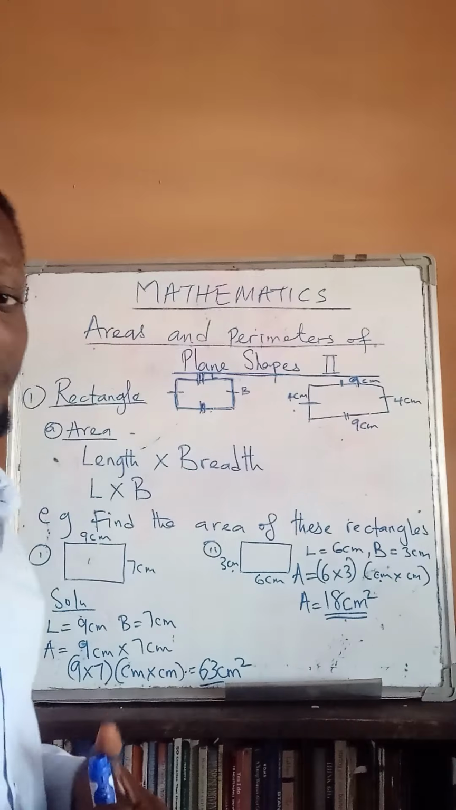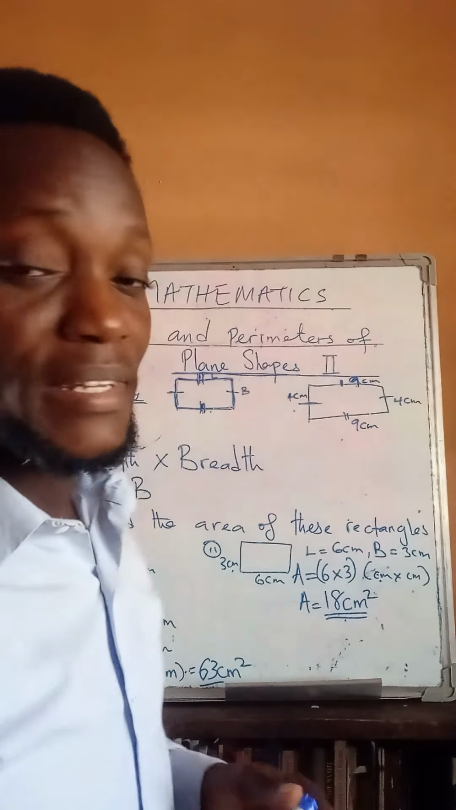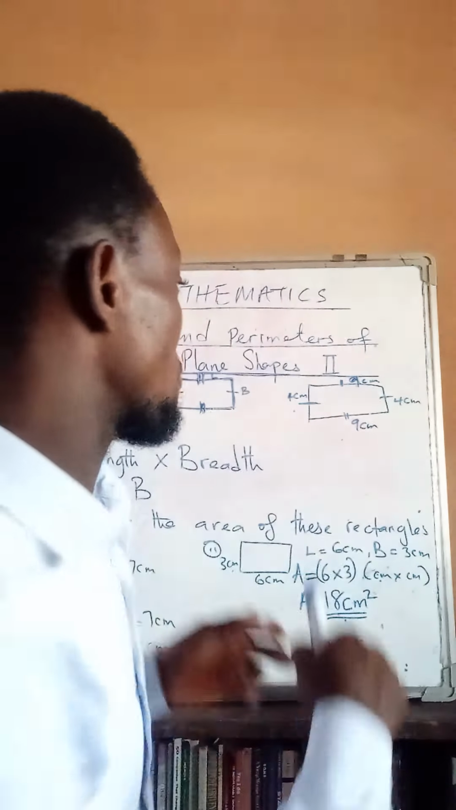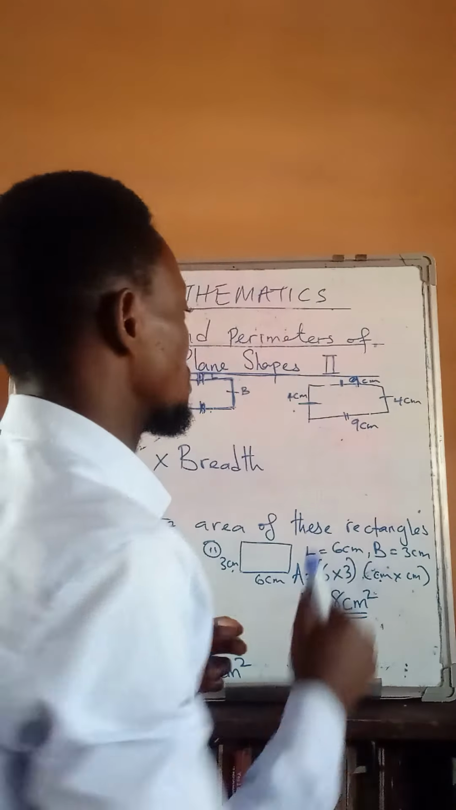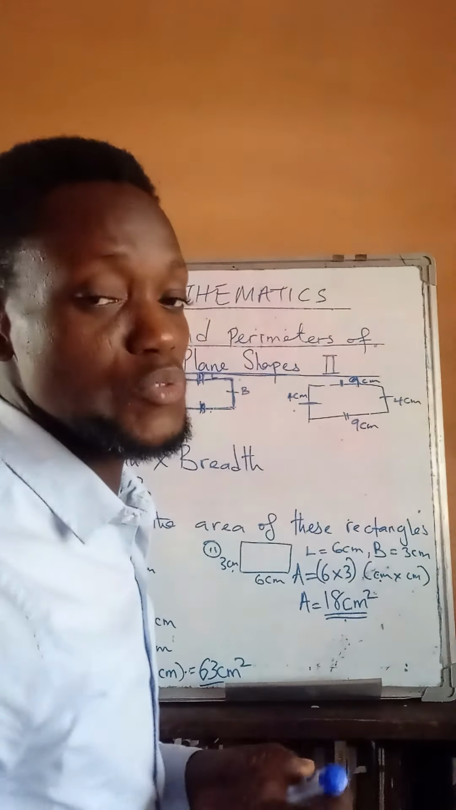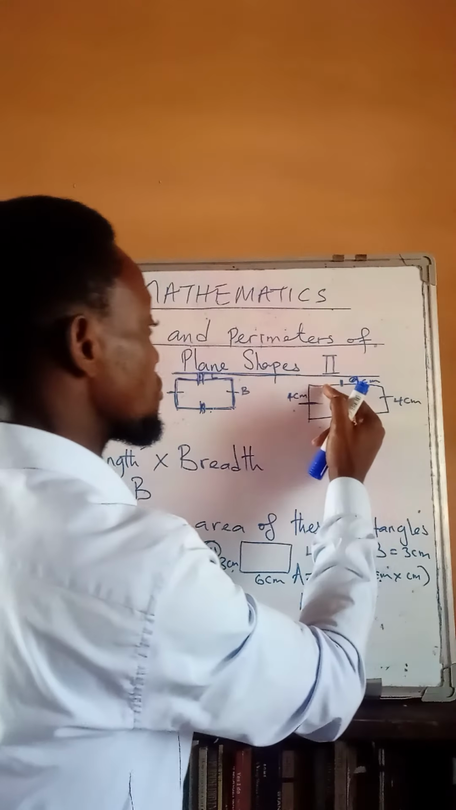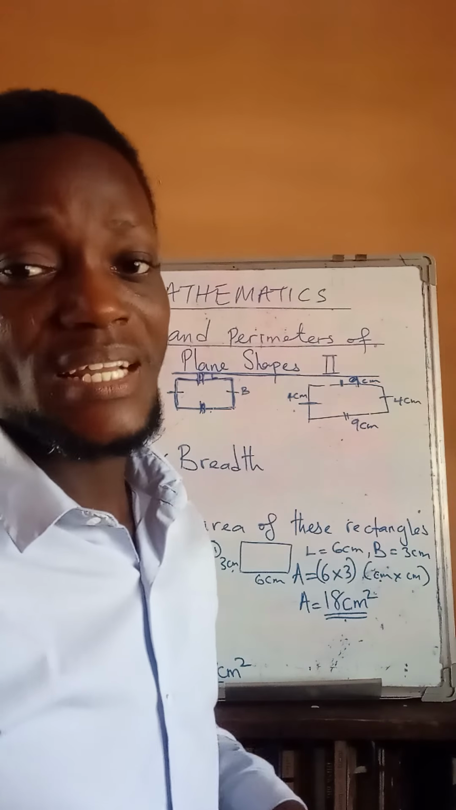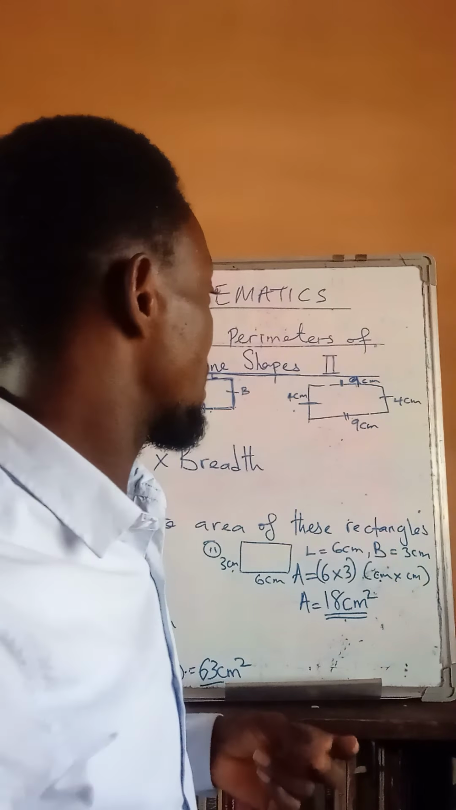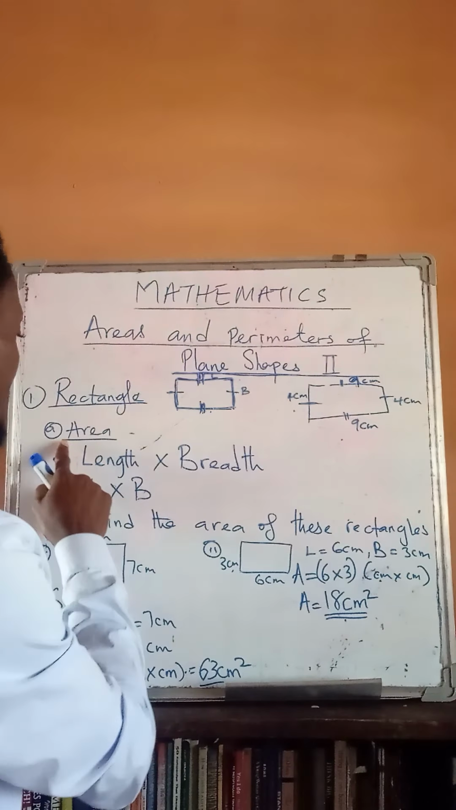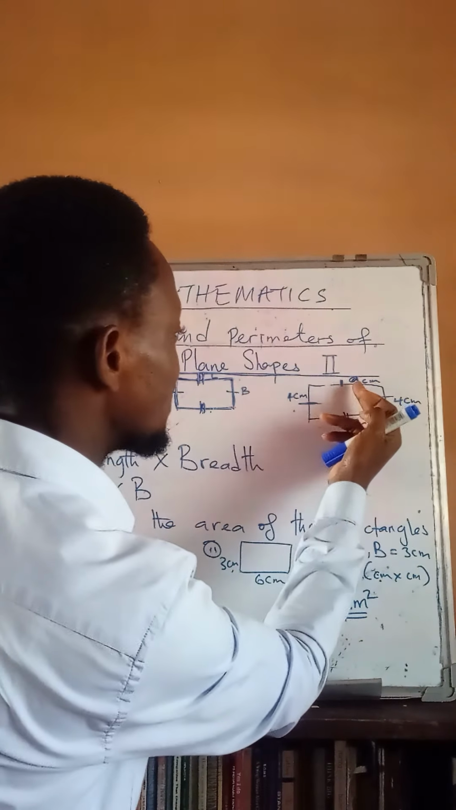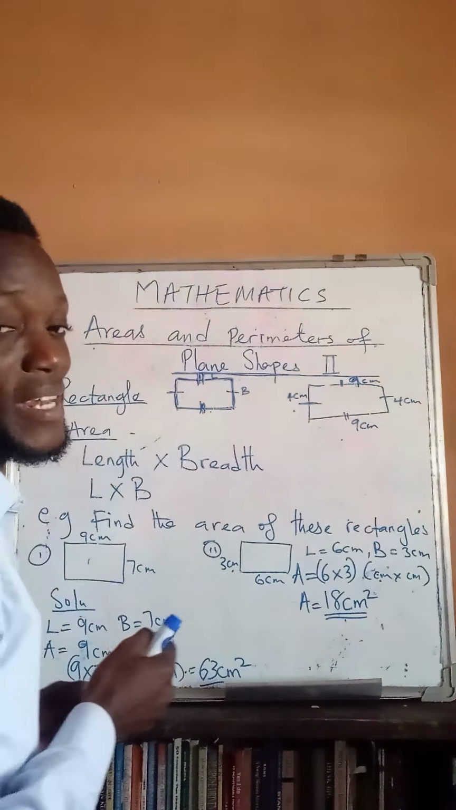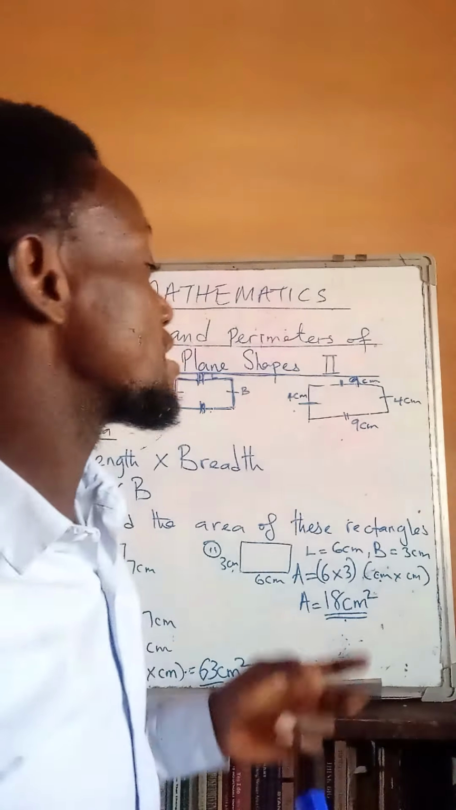All right, so what's the formula for finding the area of a rectangle? Remember in our first class we said area means the total surface of this shape. That is all referred to as the area. Now, for you to get the total surface, you are going to multiply two sides of this shape together. Area is given as the length multiplied by the breadth. The length is usually the longer side of any rectangle, while the breadth is the shorter side.